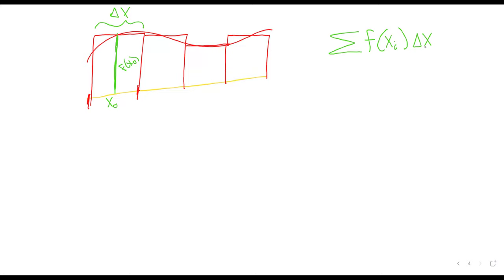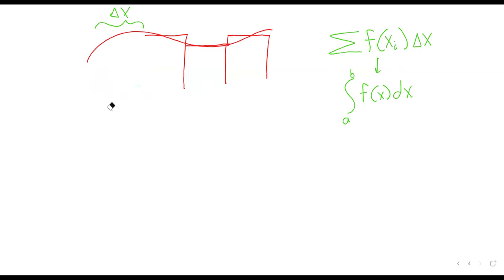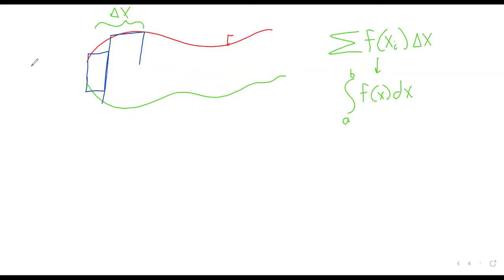So when we take the limit, this will turn into an integral. And what we're doing is we're taking this idea and modifying it slightly. Now, instead of that function, we have an upper function and a lower function. But we can still draw rectangles to try to approximate the area between these curves.